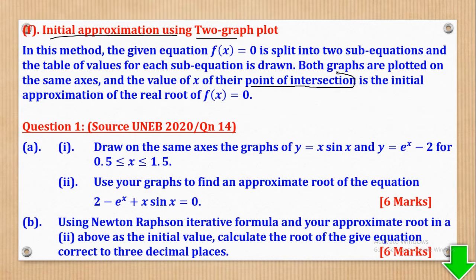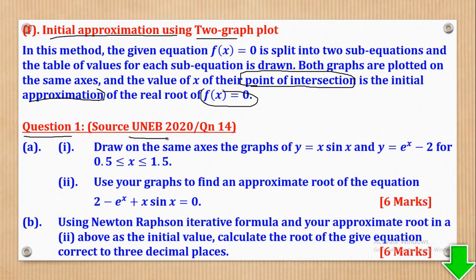So the x value of the point of intersection of the 2 graphs becomes the initial approximation of the root of f(x) equal to 0. That is the only difference between single graph plot and 2 graph plot. For a single graph plot, it is the x-intercept, and for a 2 graph plot, it is the point of intersection. So with that knowledge, you shall go through question 1.